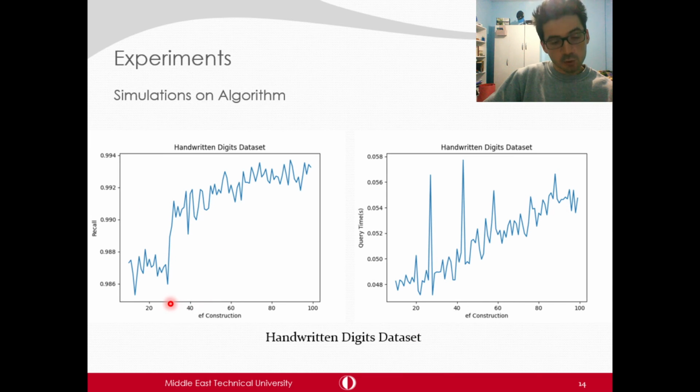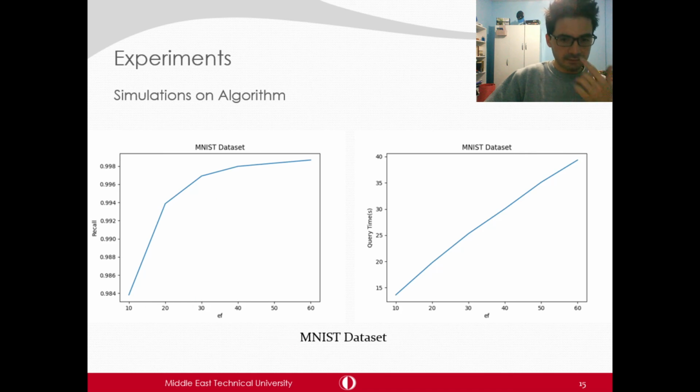At a value of 30, EF construction is equal to the EF value used during the search. The search EF value is 30 in this experiment. So I think the reason might be that EF construction catching up with the search EF value is giving this significant performance boost. Let's move on to the MNIST dataset.